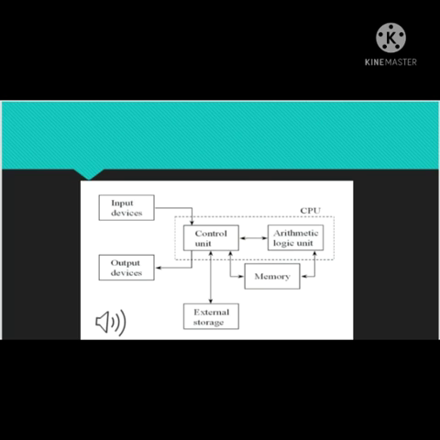Output devices are the monitor and printer, and input devices are the keyboard, mouse, etc. And then the control unit is linked to external storage. External storage means hardware and software used to store information temporarily.